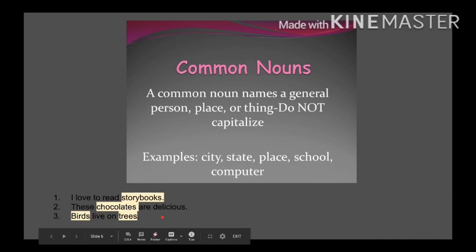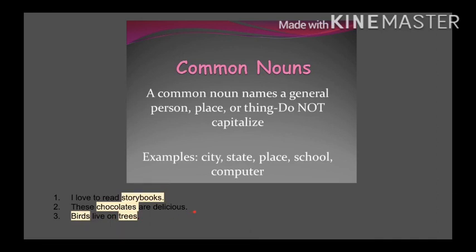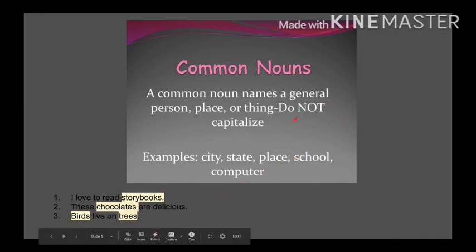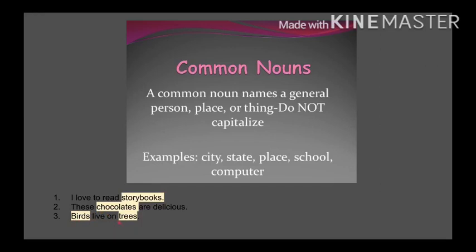Now, if we have to differentiate between common nouns and proper nouns, I will tell you the way. The way is, first we can see in common nouns, the first letters are not capitalized. Secondly, these are the common words. They are not the specific ones. This is the way by which we can differentiate between both.